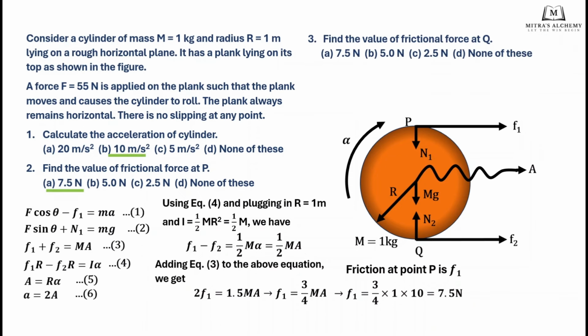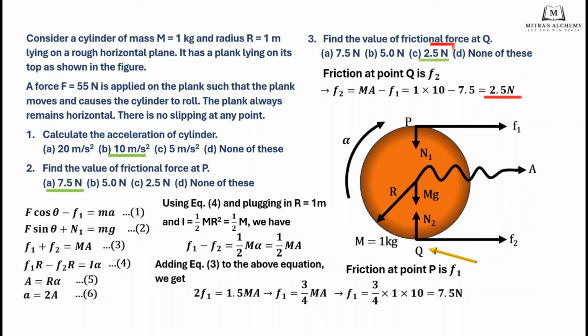Question number 3. Find the value of frictional force at the point Q. Let's see how to do it. So friction at point Q is F2, and this is simply given by MA minus F1. We already know the values, we can just plug it in and get 2.5 newtons, which is my option C. And with this, we get the answers to all the three parts, and this is how we can solve a question on rotational mechanics easily.